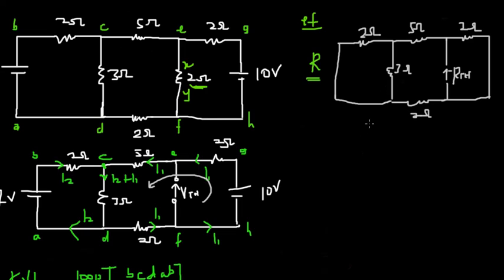Okay, 2 and 3 are in parallel. But first, 5 and 2 are what? In series, because from here you can notice that I1 passes through 5 and 2. So notice that whenever the same current passes through 2 resistors, they are in series. So 5 and 2 are in series, but 2 and 3 are in parallel.